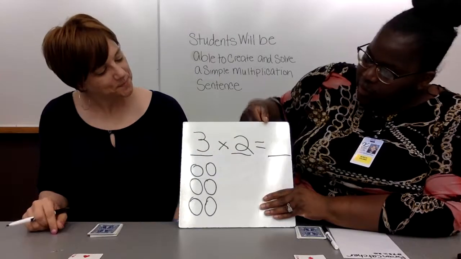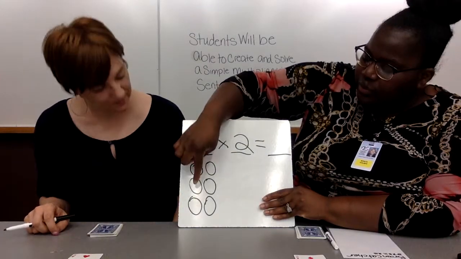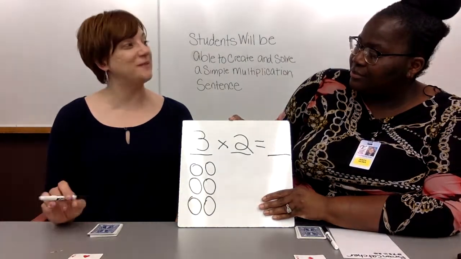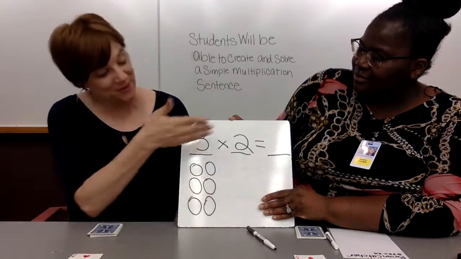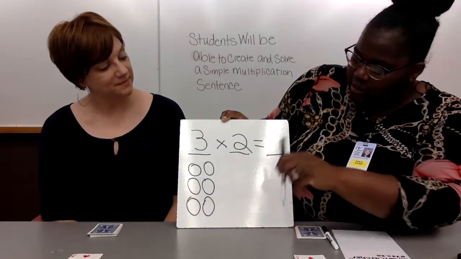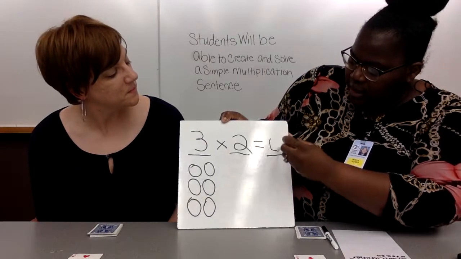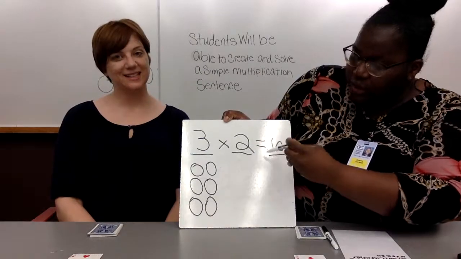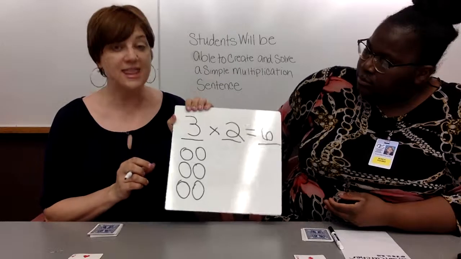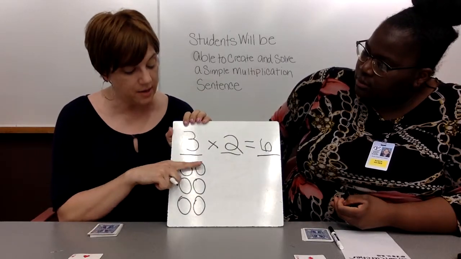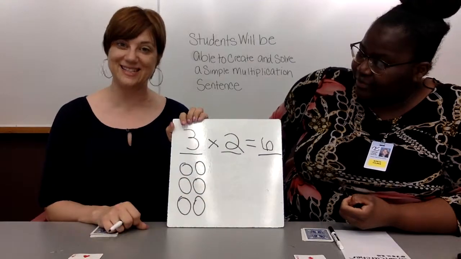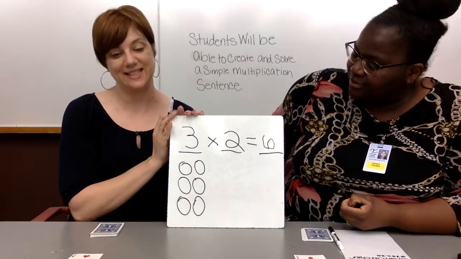Okay, so we have 1, 2, 3, 4, 5, 6. And step number 5 says to write the product in after the equal sign. So we counted here that we have 6, so we're going to write 6. 3 times 2 equals 6. Oh wait, I learned a way last week that we could do this, and that is by counting by the number in each row. So we could also count 2, 4, 6, and the product is still 6.